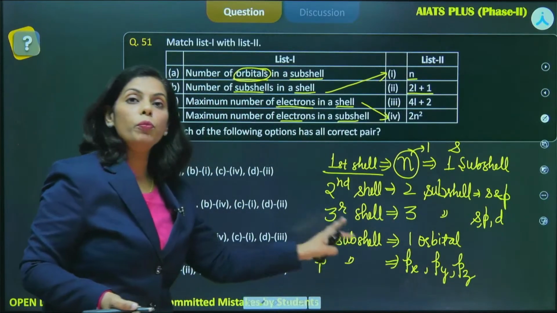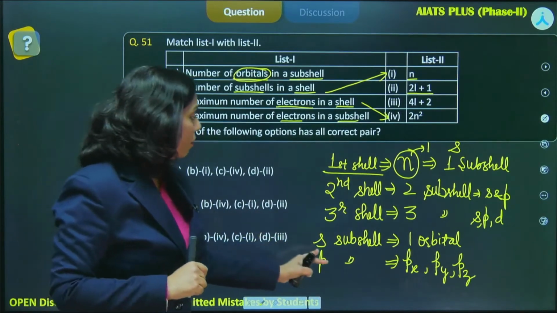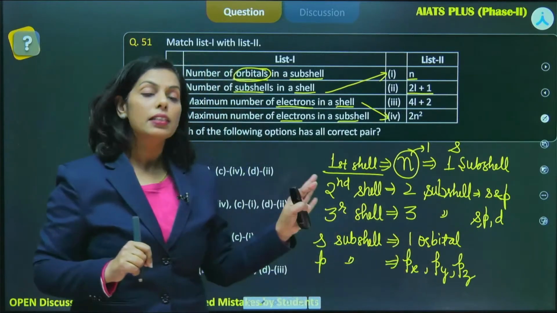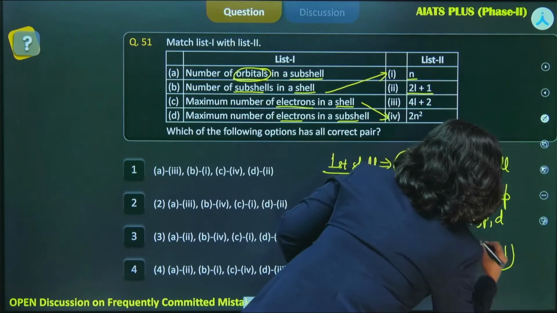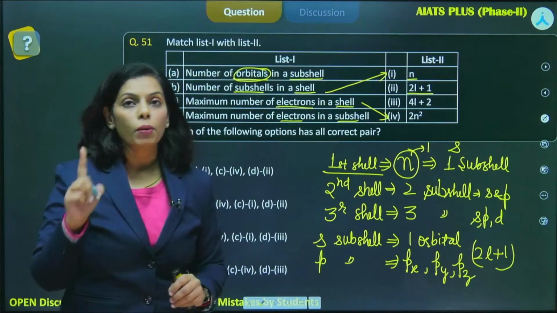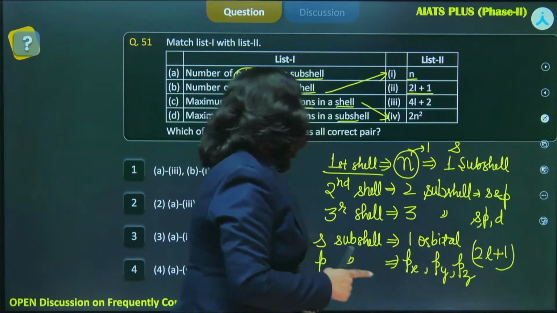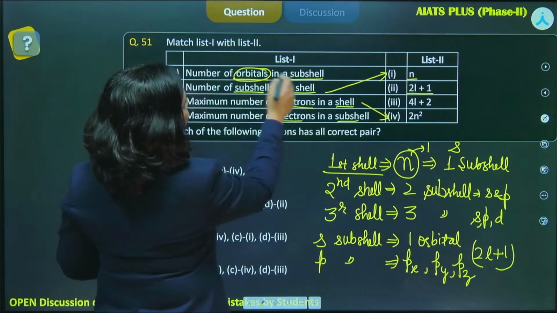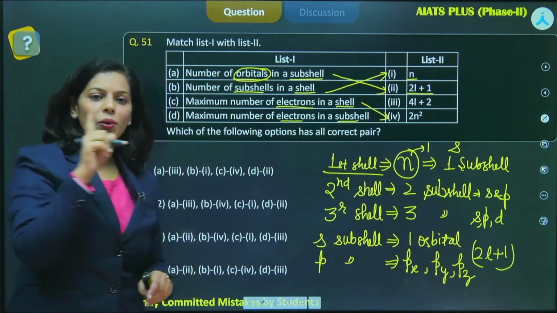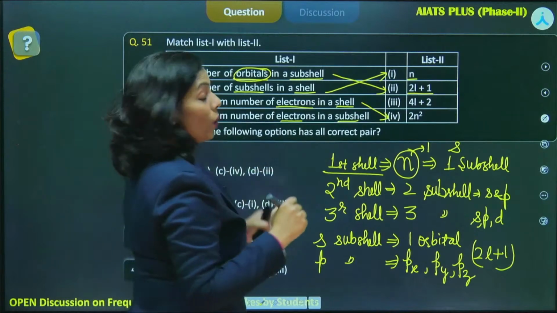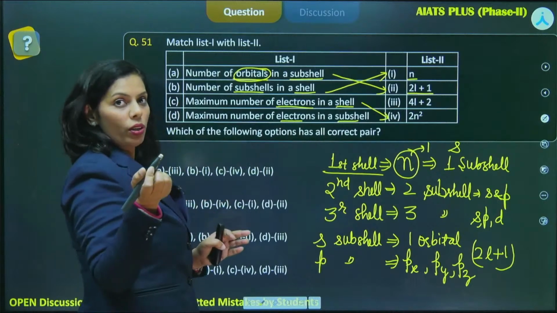So how could this number be related? With the help of the L value, the azimuthal quantum number, you can identify the number of orbitals in the subshell. And what is that formula? That is 2L plus 1. In a particular subshell, the number of orbitals depends on the azimuthal quantum number, that is 2L plus 1. So the number of orbitals in a subshell would be matched with the second one, right? Only one is left now, and those who are already answering option 4 are absolutely right, as I've already mentioned here.